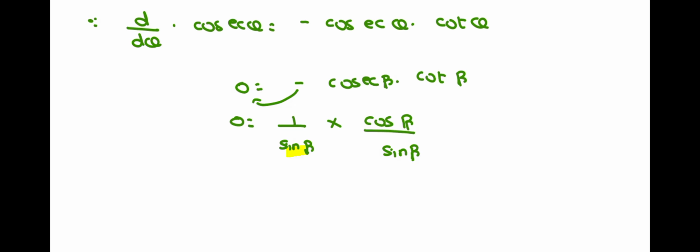So shift sine beta to the opposite side, so that it will become 0 is equal to cos of beta. So shift cos to the opposite side, so that beta is equal to cos inverse 0. And cos inverse 0 is nothing but 90 degree. So we actually found out the value of beta, and it is 90 degree. So put the value of beta in equation number alpha.